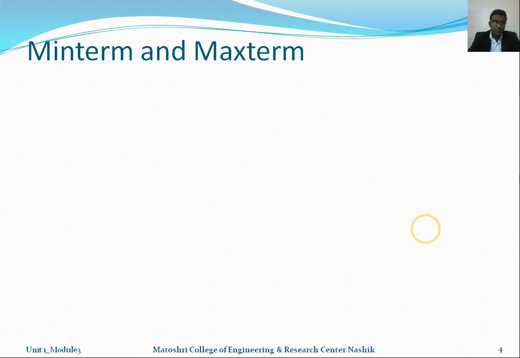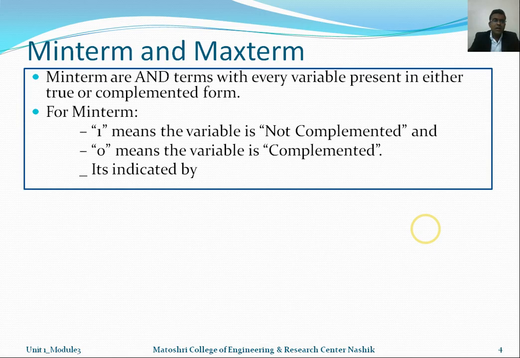The minterm is an AND term with every variable present in true or complemented form. The AND term is nothing but what we call a product term also. So minterms are product terms, just keep in mind. For minterms, 1 means the variable is not complemented, and 0 means the variable is complemented, and minterms are indicated by summation of small m.